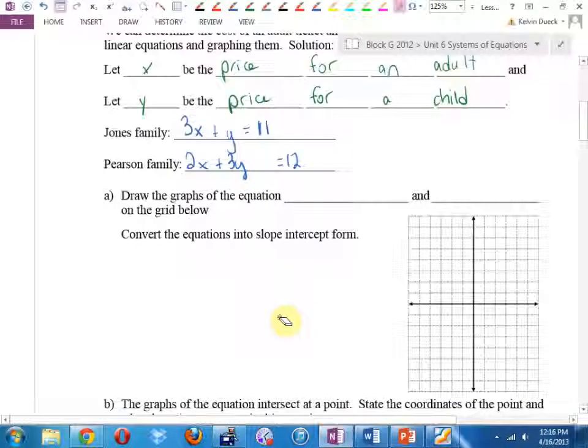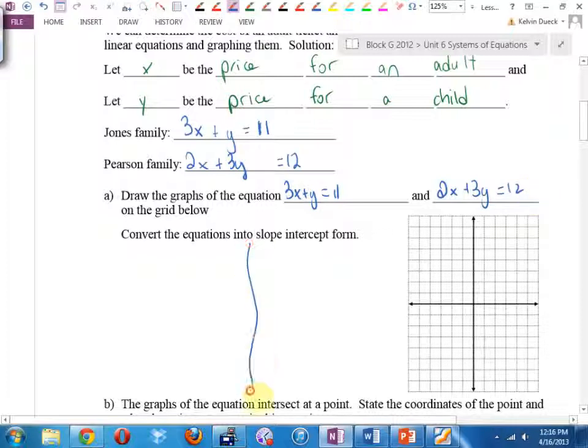It says, draw the graphs of the equations 3x plus y equals 11, and 2x plus 3y equals 12 on the grid below. I think first of all we're going to have to change them into slope-intercept form. Since there's two equations, I'll draw a line down the middle. I'll do the first equation on the left. How would I rewrite this first equation into slope-intercept form? How would I get the y by itself?